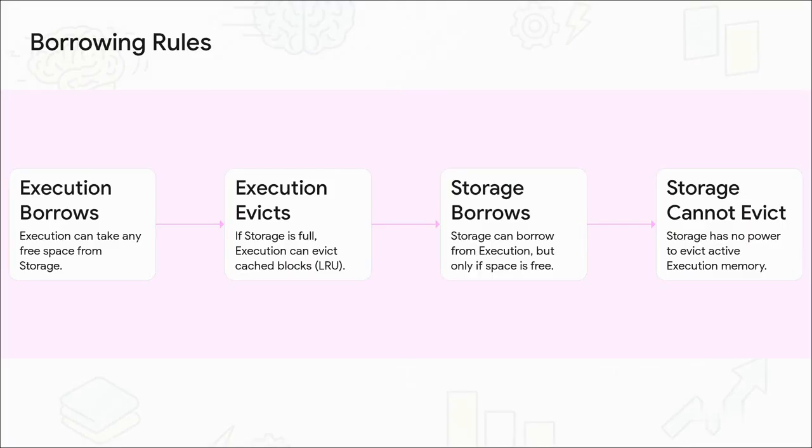This slide shows those rules of dynamic borrowing in action. It's pretty straightforward. If an execution task needs memory, it can take any free space it finds in the storage region. If storage is full of cached data, execution has the authority to just kick those blocks out, using a least recently used policy to make room for itself. Now, storage can borrow from execution, but only if that space is totally free. It has absolutely no power to kick out active computations. This design ensures that your tasks don't fail, even if it comes at the cost of your cache.